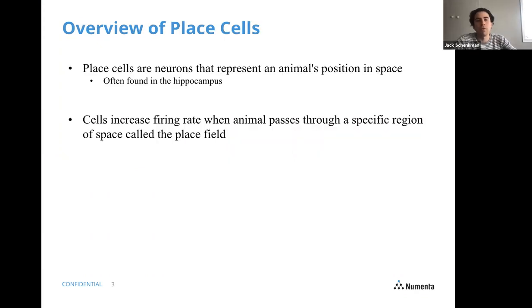So just for a quick overview of place cells, basically they work to represent an animal's position in space. There's many that are found in the hippocampus, and basically they tend to increase in firing rate when an animal passes over a specific region called the place field. And there's a large number of them found in the hippocampus. Of course, there's many more details than what I'm sharing here, but this is just a brief overview of how they work.